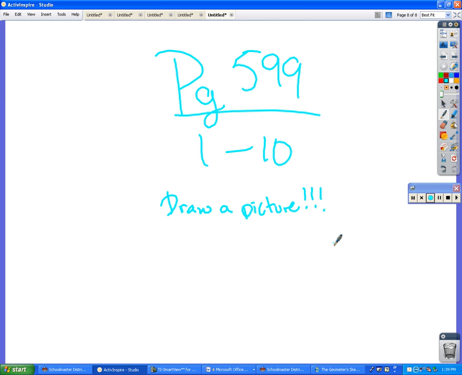Okay, the key here for these problems, do not be lazy, okay? Don't just read the problem and then come up to me and go, I have no idea what this is saying. Draw a picture. Find some triangles, okay? And then I think you'll be able to figure these out without too much trouble.